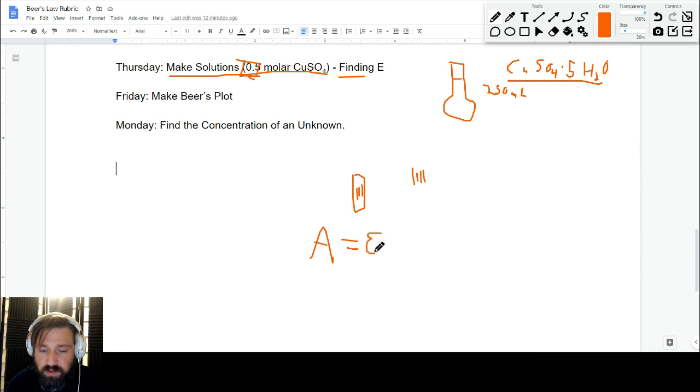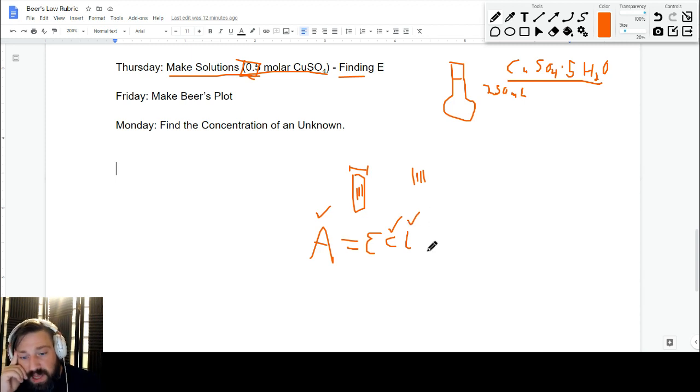Let me rewrite this real quick. Concentration and length. All right, so yes, we have the absorbance, right? You know the concentration is 0.5 molar. And you know that this length is going to be 1 centimeter. All these cuvettes are exactly 1 centimeter across. So length is going to be there. And from that, you should realize at this point, we can use this to calculate epsilon, to find what epsilon is for copper sulfate.